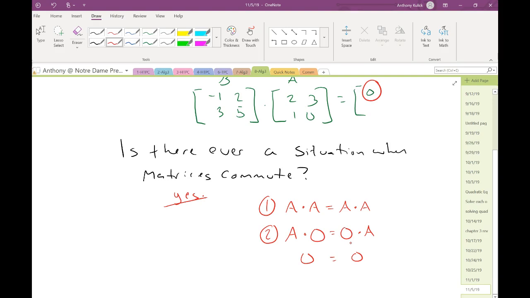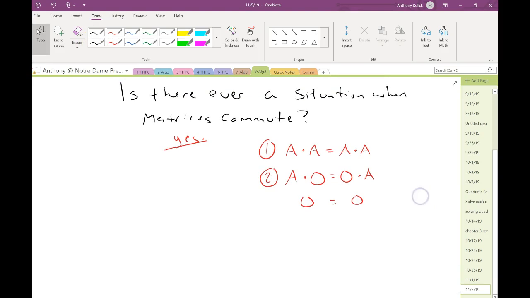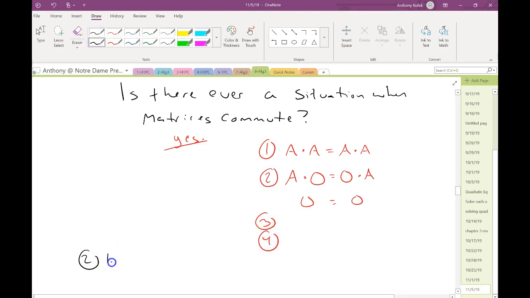Now, are these the only two situations? Those are the two that I would have hoped you guys could come up with. Are these the only two situations? Nope. There are two more important ones, but we're going to come back to those. I'll put a 3 and a 4 here to remind us to come back to those other two situations.